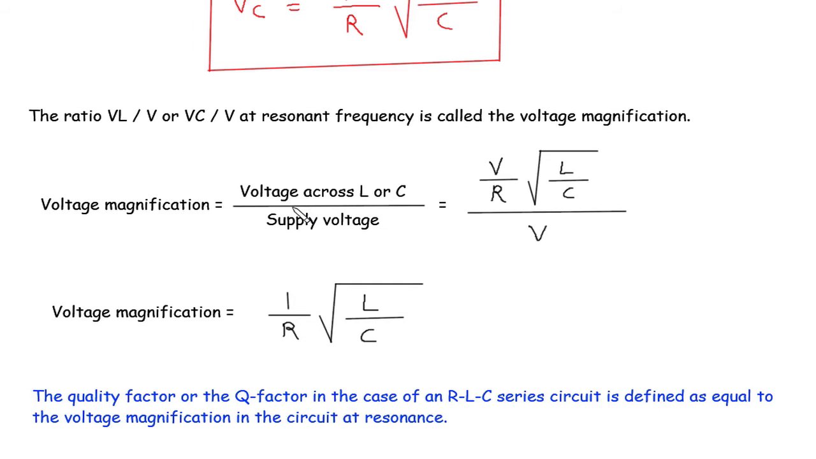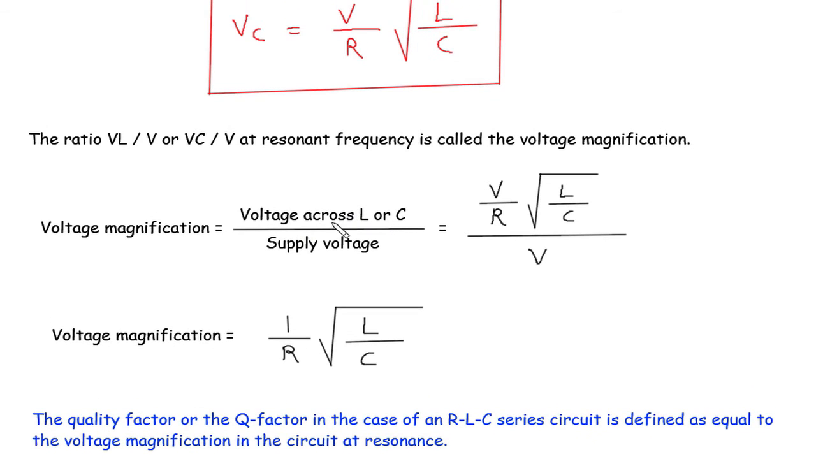Now we have the value for this VL or Vc. So this is the same, V by R into under root of L by C, divided by the supply voltage V. Now this supply voltage V will get cancelled with this V. So what remains? Voltage magnification is equal to 1 by R into under root of L by C.